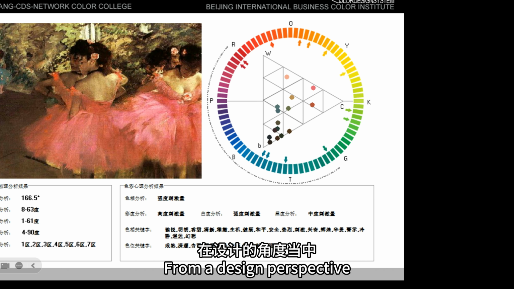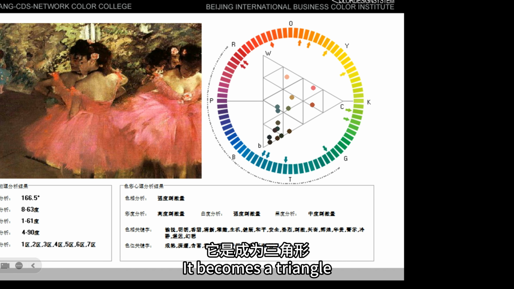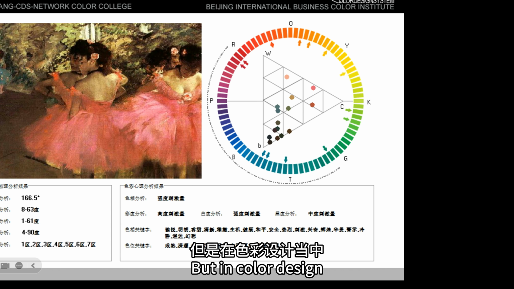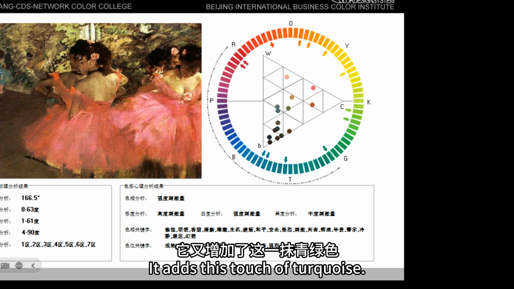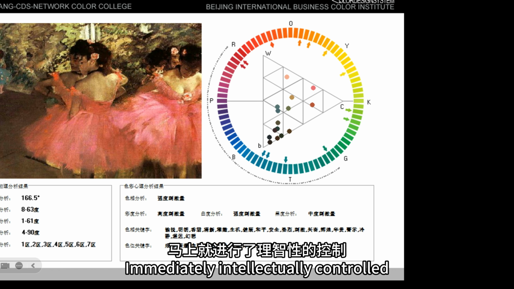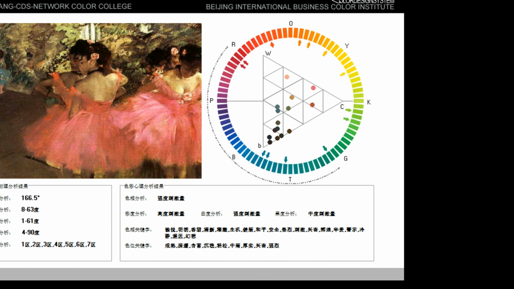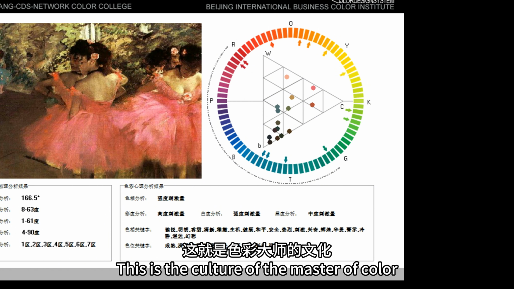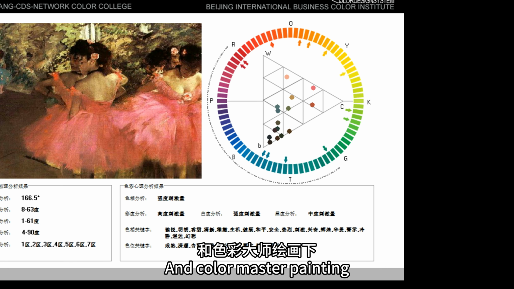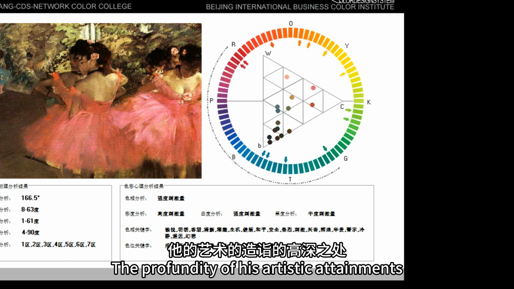From a design perspective, it becomes a triangle. It is already a stable type. But in color design, it adds this touch of turquoise. This makes the color immediately intellectually controlled. This is the culture of the master of color and color master painting, the profundity of his artistic attainments.